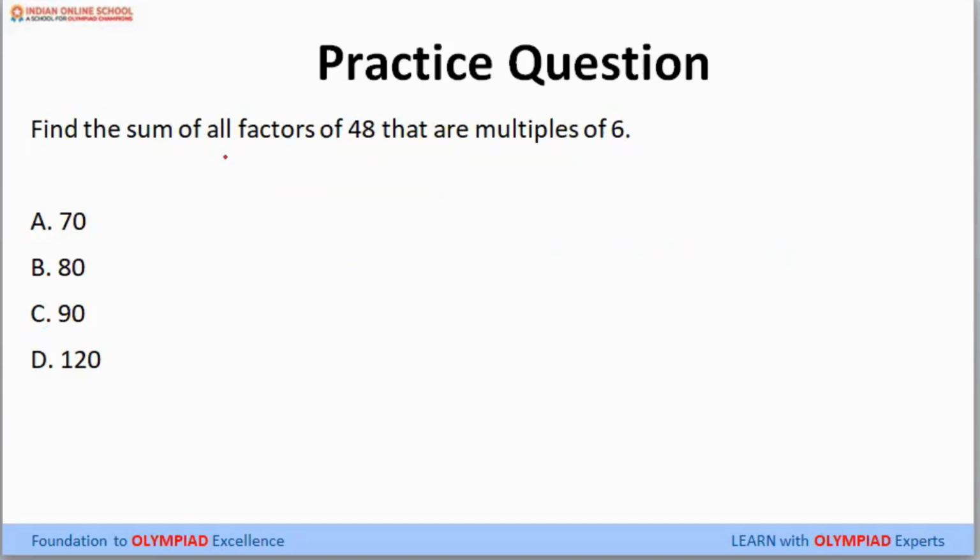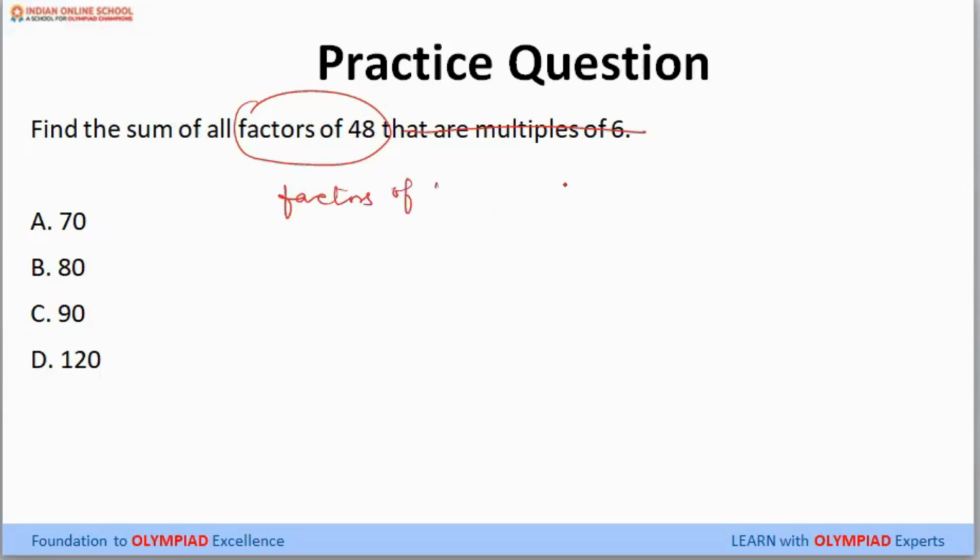Find the sum of all the factors of 48 that are multiples of 6. First, we will ignore this. We will be writing this only. So just quickly let me know the factors of 48. Who is going to tell me? Yes, Harshita, tell me. Factors of 48.